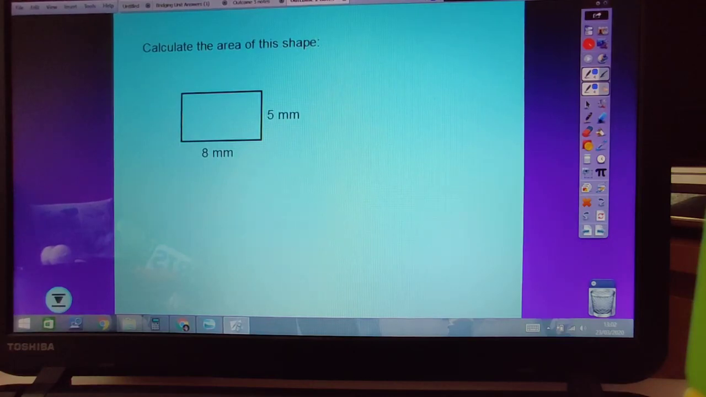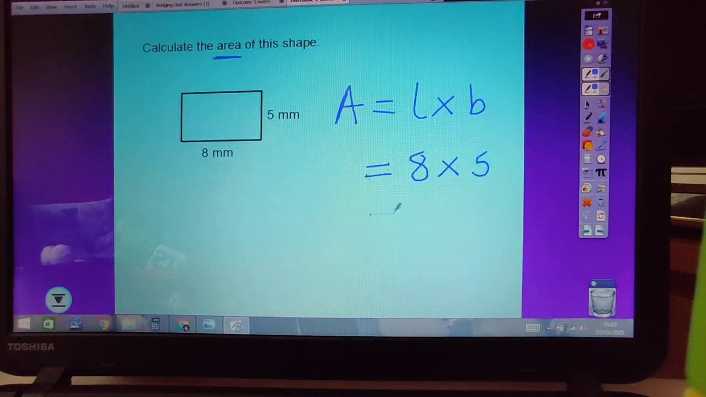To calculate the area of this shape, we have to realise it's asking for area. It's a rectangle. The area of a rectangle is equal to length times breadth, which is 8 times 5, although it doesn't matter what way round you do a multiplication sum, the answer's still 40. The units here are still millimetres, but all areas are squared.